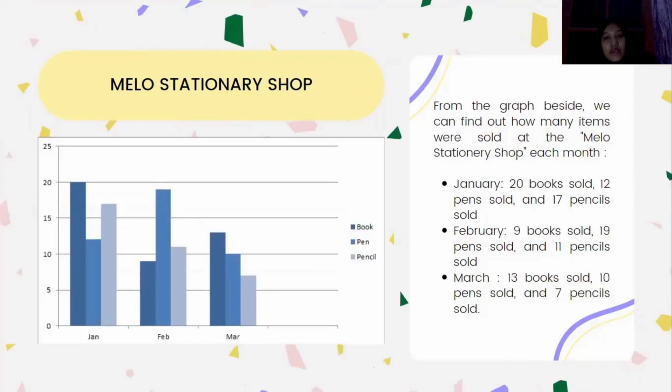Next, from the graph beside, we can find out how many items were sold at the Mellow stationery shop each month. In January, 20 books sold, 12 pens sold, and 17 pencils sold. In February, 9 books sold, 19 pens sold, and 11 pencils sold. In March, 13 books sold, 10 pens sold, and 7 pencils sold.